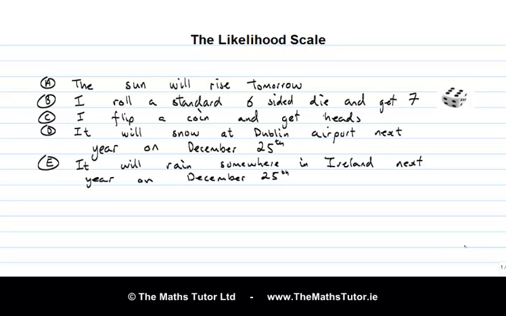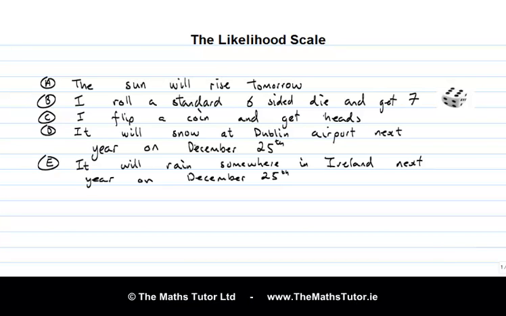Event C, I flip a coin and get heads. So a standard coin has 2 sides showing heads and tails. And to get heads when you flip the coin, well, it seems that that should be about as likely as it is unlikely. Or we'd often say that the likelihood is evens, or it's 50-50.